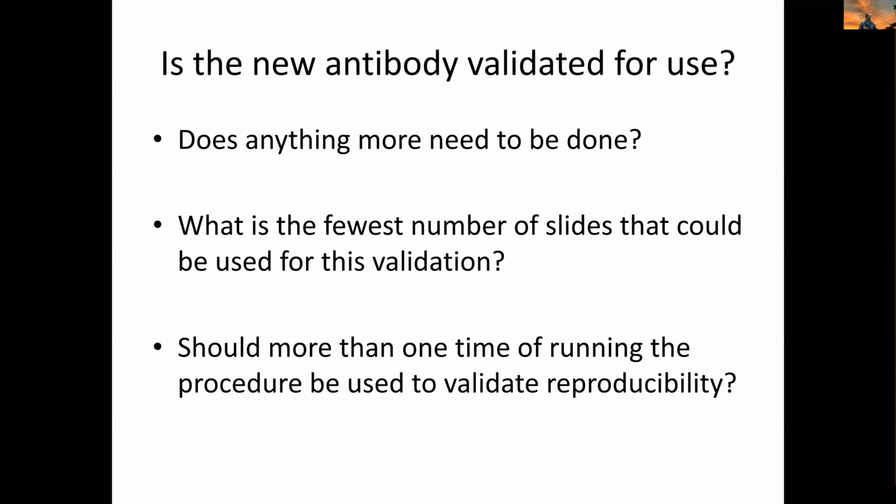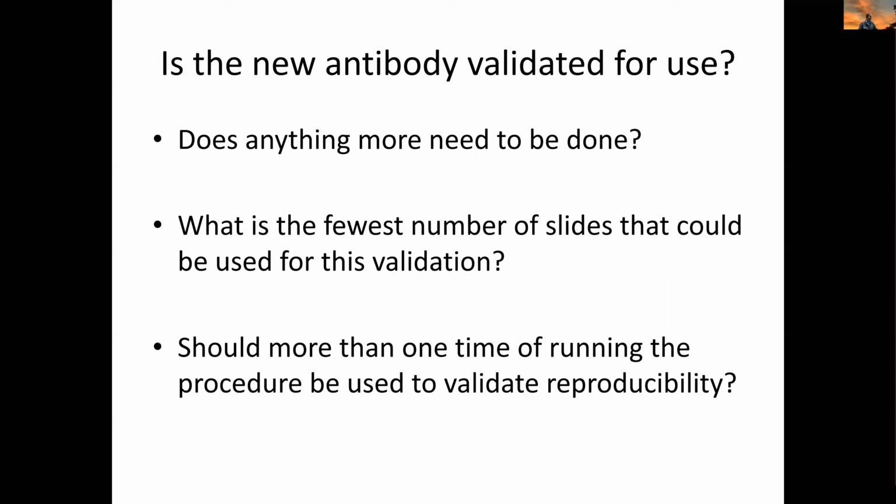Now, here's a trick question. What is the fewest number of slides that could be used for this validation? Well, we mentioned, of course, that tissue microarrays can be used, or multi-tissue blocks. So you conceivably could have a tissue microarray with 20 tissue samples that were all suitable to be tested within the target realm for this antibody. And so you could theoretically do this with one slide.